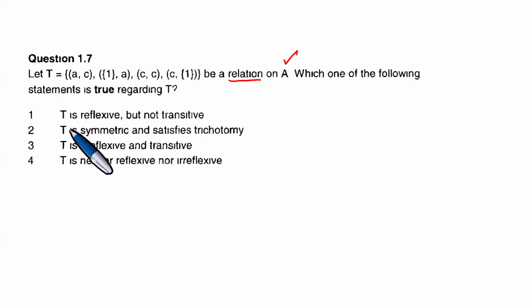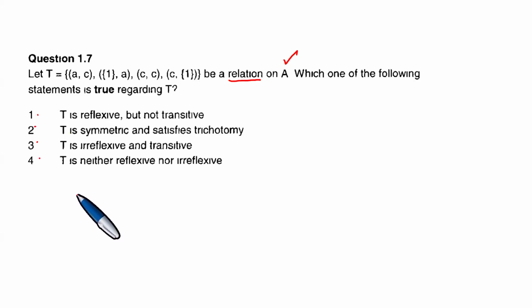We need to check options 1, 2, 3, and 4. Option 1 says T is reflexive but not transitive. Option 2 says T is symmetric and satisfies the trichotomy law. Option 3 says T is irreflexive and transitive. Option 4 says T is neither reflexive nor irreflexive. We want to discuss this particular question, so let us reason this very well.